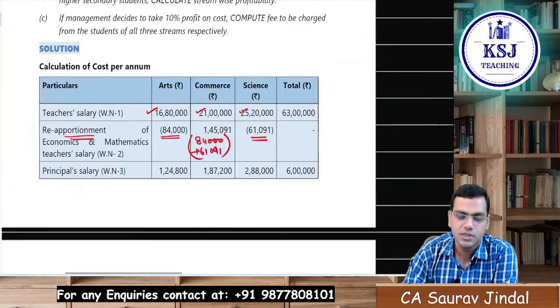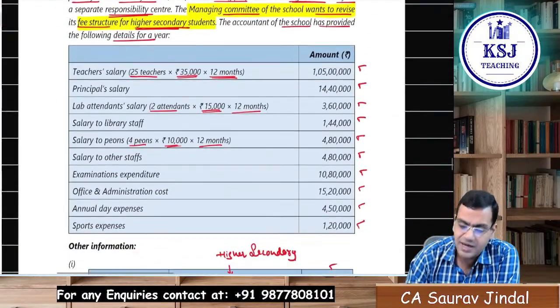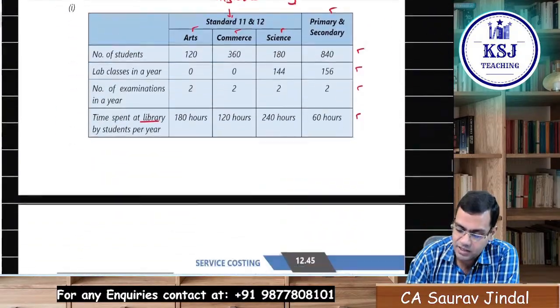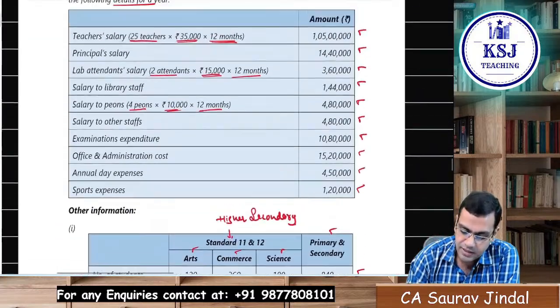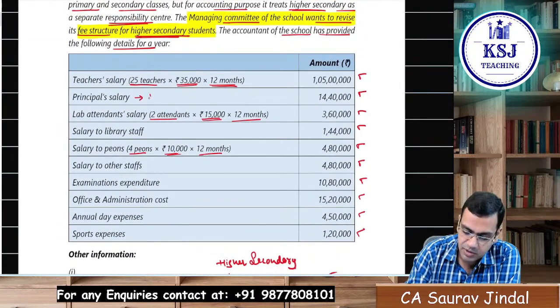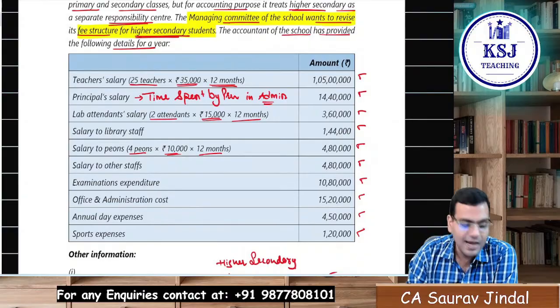So this is the most important point here. Rest of the points are simple, sir. Principal salary, how will you distribute the principal salary? On the basis of the time spent by the principal, right? This principal salary will be distributed on the basis of time spent by principal in administration, right? Next, lab attendant salary.